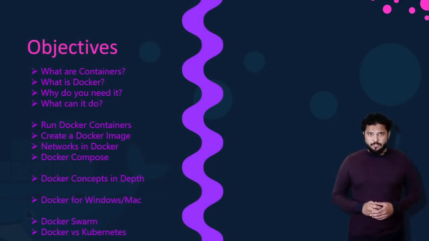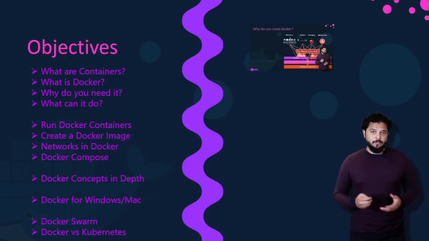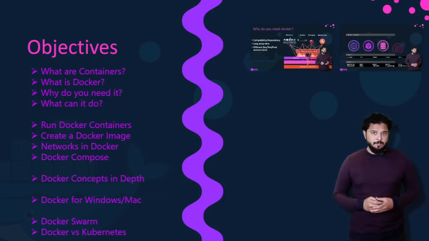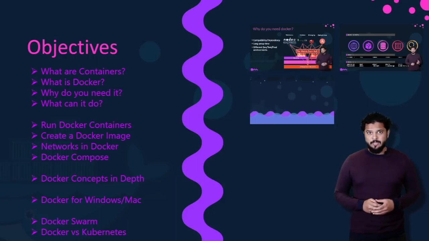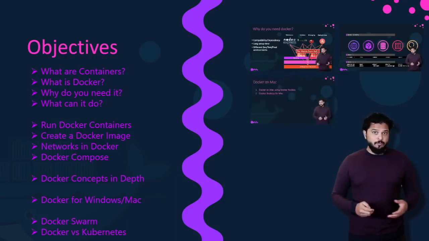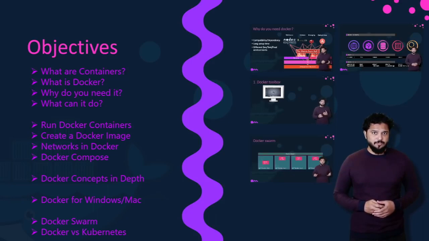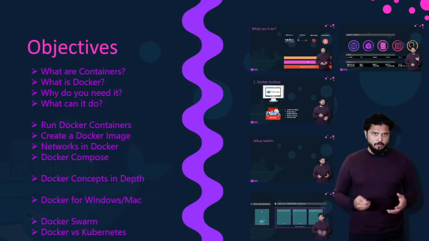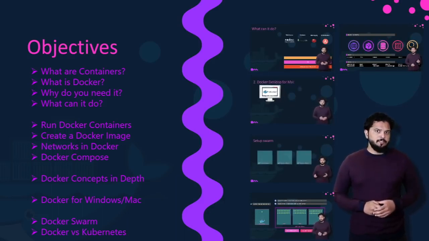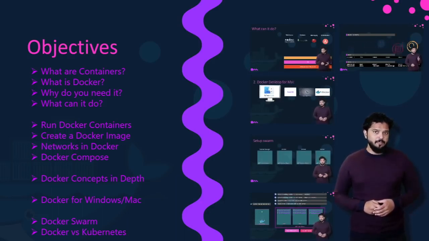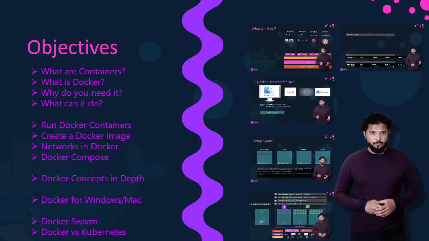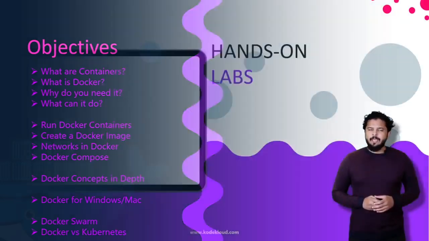In this course, we first try to understand what containers are, what Docker is, and why you might need it, and what it can do for you. We will see how to run a Docker container, how to build your own Docker image. We will see networking in Docker and how to use Docker Compose, what Docker registry is, how to deploy your own private registry. And we then look at some of these concepts in depth and we try to understand how Docker really works under the hood. We look at Docker for Windows and Mac before finally getting a basic introduction to container orchestration tools like Docker Swarm and Kubernetes.